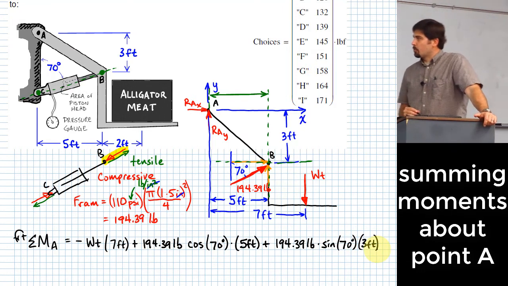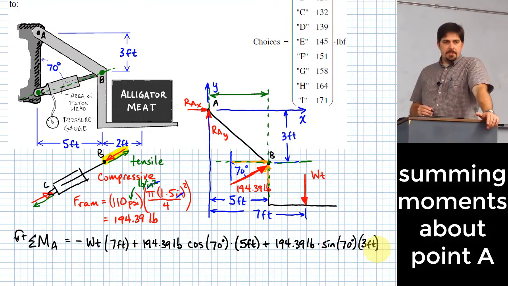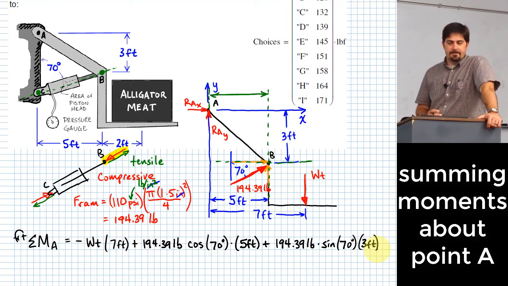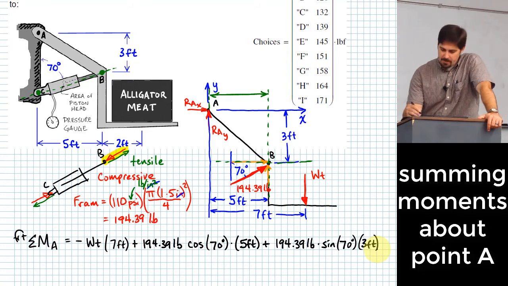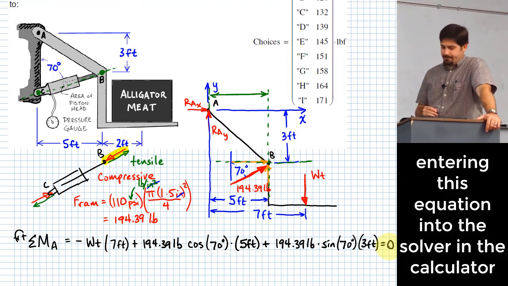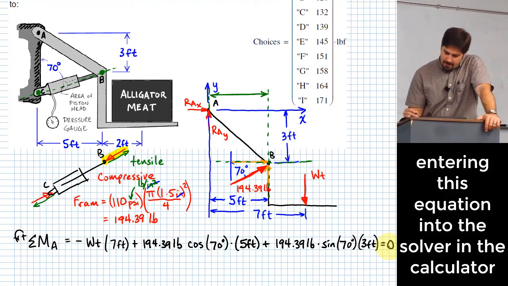Do I have any other forces that would create tendencies to rotate around point A, assuming we neglect things like self-weight, let's say? I think that's it, right? So we can set this equal to 0, and we can solve, right?